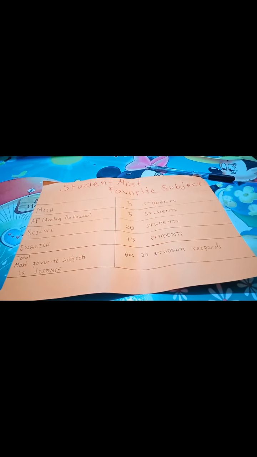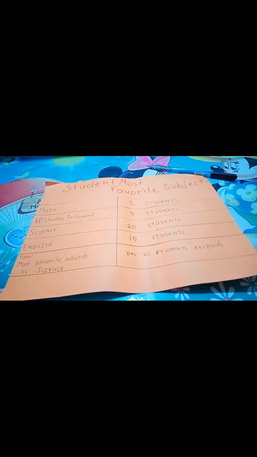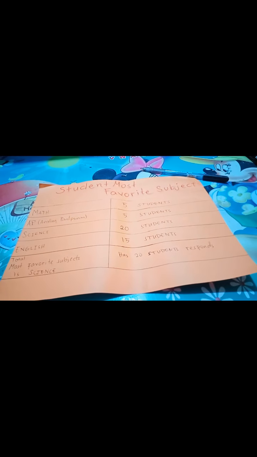This table is all about students' favorite subjects. By the survey, the result is that 5 students responded that their favorite subject is math, and also 5 students responded that their most favorite subject is AP or Araling Panlipunan. For science, 20 students responded that their most favorite subject is science. And the 15 students left responded that their favorite subject is English.